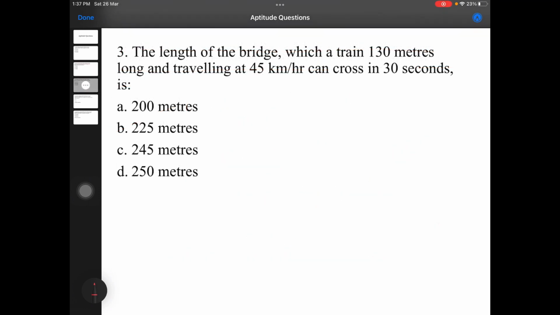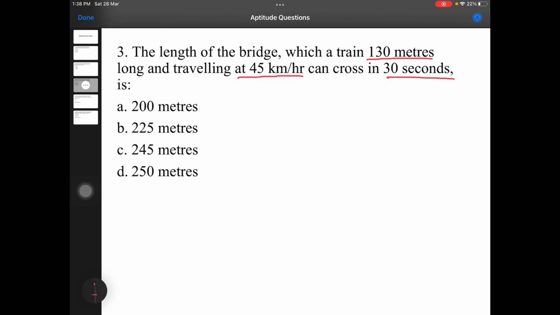Question number 3. The length of the bridge which a train of 130 meters long and traveling at 45 kilometers per hour can cross in 30 seconds is: option A 200 meters, option B 225 meters, option C 245 meters, option D 250 meters. Here in this question, the length of the train is given as 130 meters and the speed of the train is given as 45 km per hour and the time given is 30 seconds.